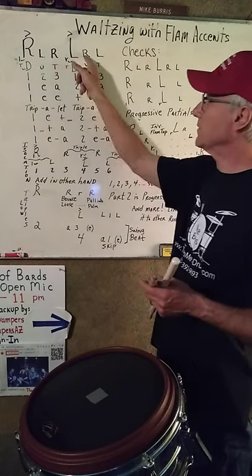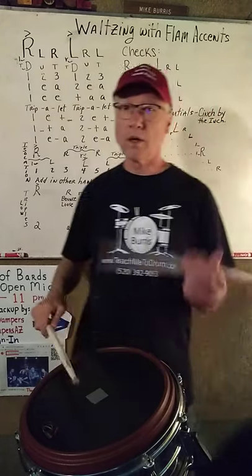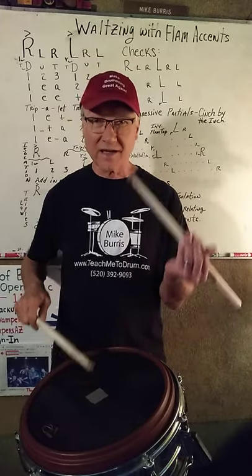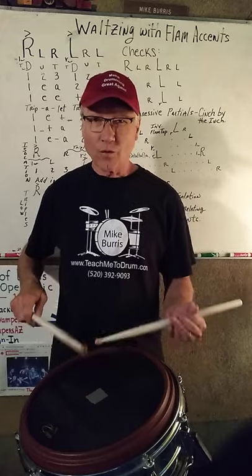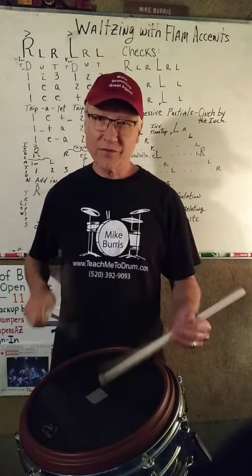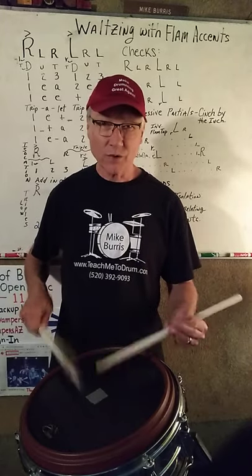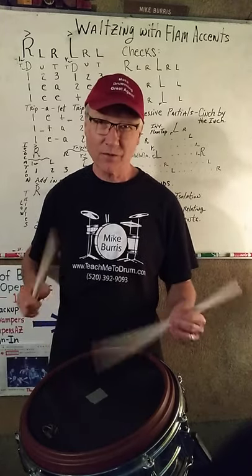Then just add the missing piece. One, a two, a three, a four, a one-y, a two-y, a three-y, a four-y, a one, a two, a three, a four, a one.